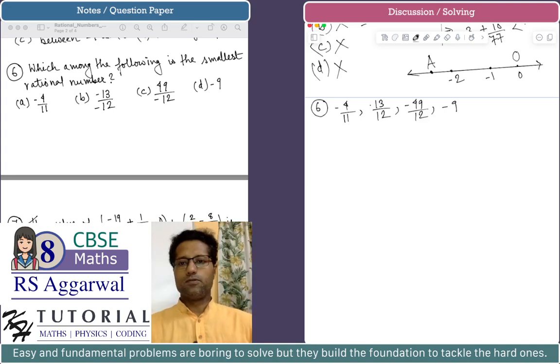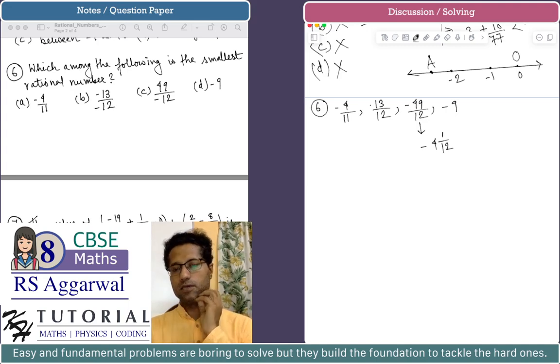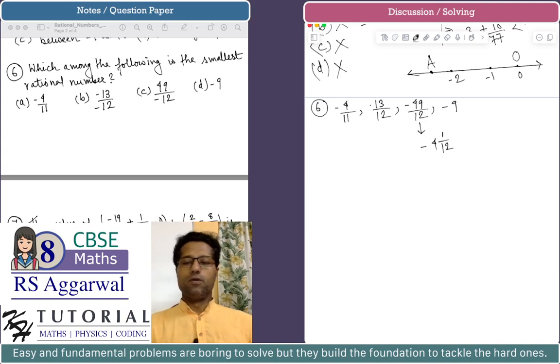Now what is this? This is an improper fraction, minus 49 by 12. If you convert it into a mixed fraction, it will be minus 4 1 by 12. So it is the negative of the mixed fraction 4 and 1 by 12. And what is this? This is a positive rational number. It will not matter. We have to find the smallest rational number.